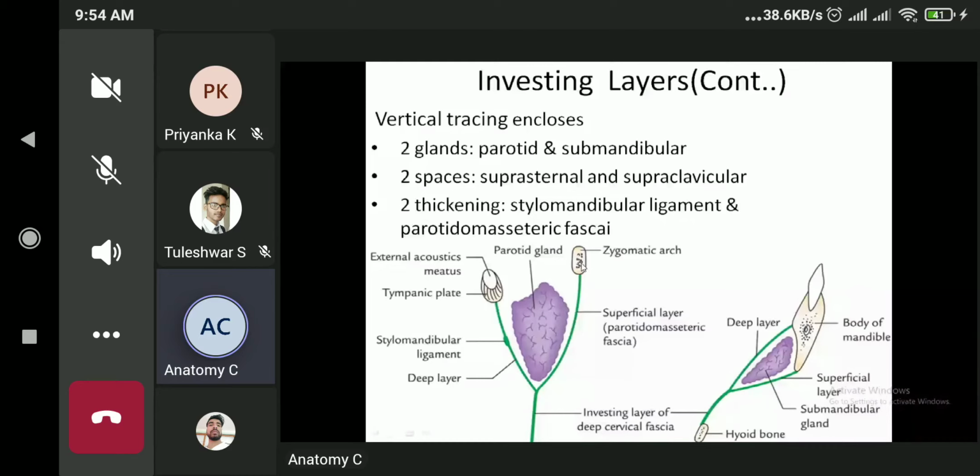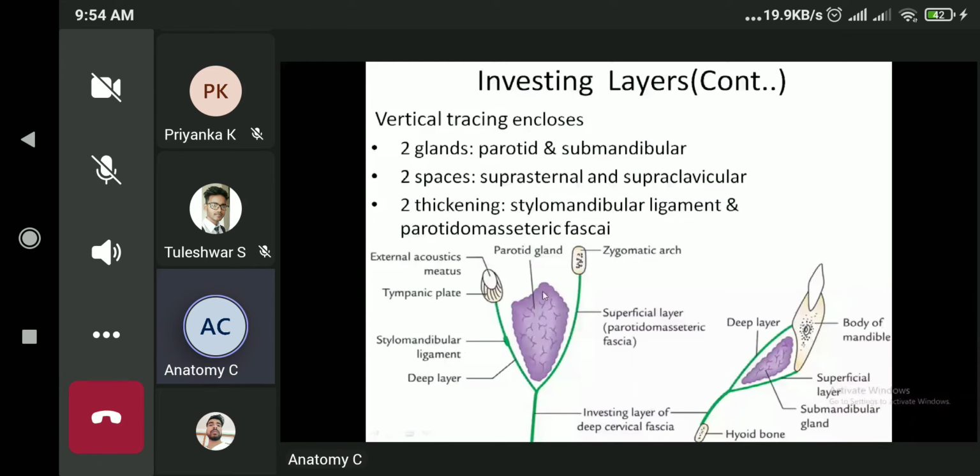And then the deeper layer, which is attached to the external acoustic meatus, thickens in part to form the stylomandibular ligament. If you remember, the stylomandibular ligament is attached from the apex of the styloid process to the angle of the mandible. So the stylomandibular ligament is also derived from this investing layer of deep cervical fascia, and this ligament is what separates the upper parotid gland from the lower submandibular gland.